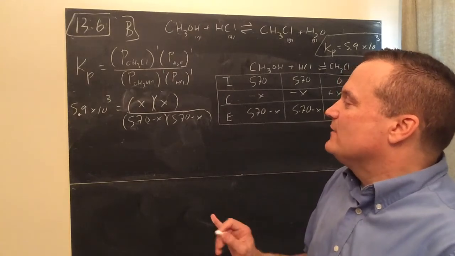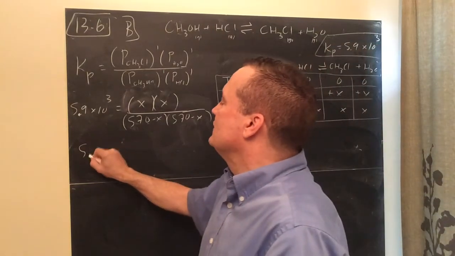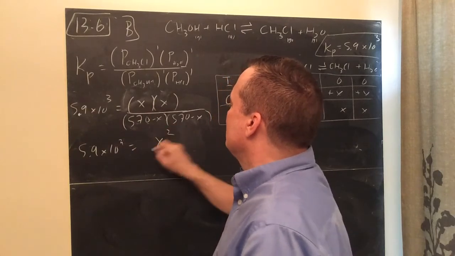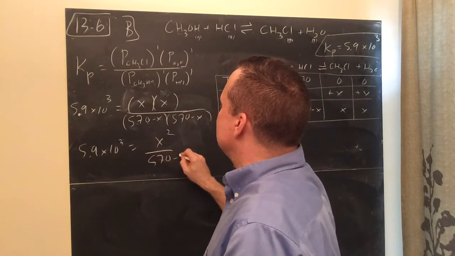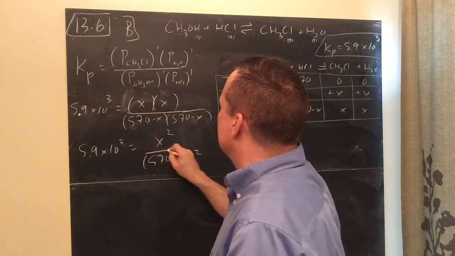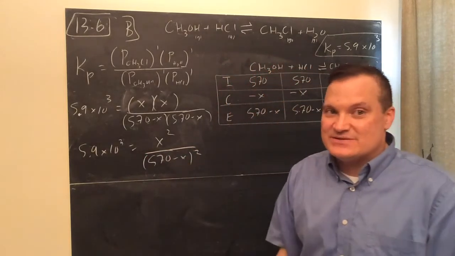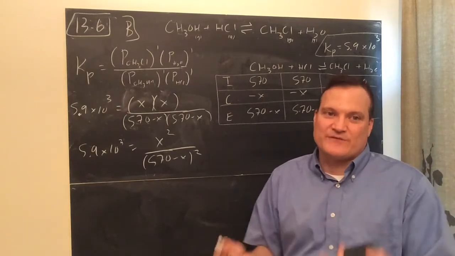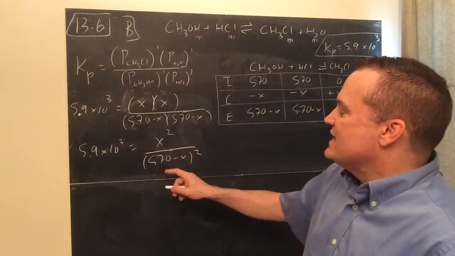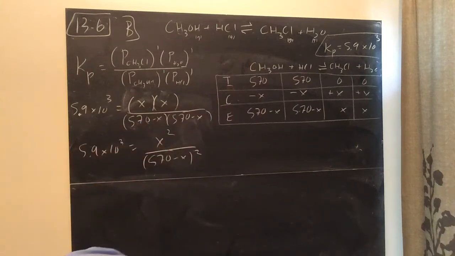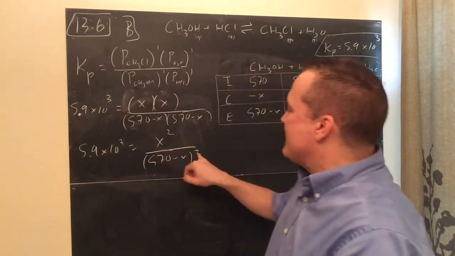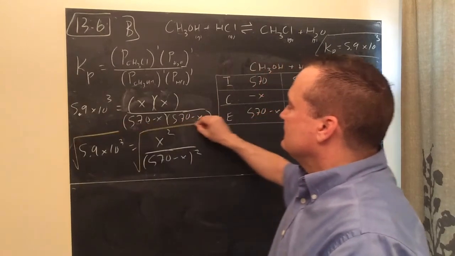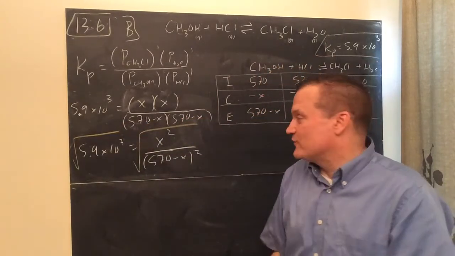Because on this problem, notice the algebra here. 5.9 times 10 to the third is equal to x squared over 570 minus x squared. Sometimes this happens, and we'll call it a perfect square equilibrium. And what that means is, since that's squared, all I have to do to solve for this is take the square root of that side and the square root of that side, and you can solve for x.